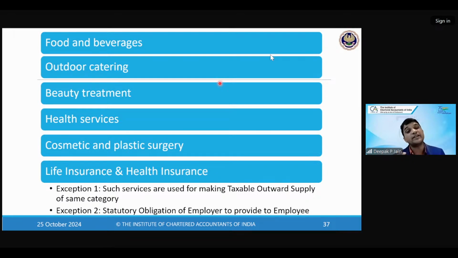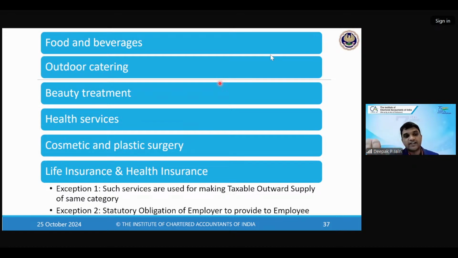Then any beauty treatment and health services. Any kind of beauty treatment, if an employee is undergoing it, still credit is not available. Health services, credit not available. Cosmetic and plastic surgery, still credit is not available. Okay. On these three health related matters, beauty treatment, health services, cosmetic and plastic surgery, credit is not available.